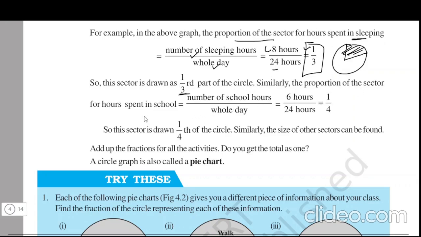Similarly, the portion of the sector for hours spent in school: the hours spent in school was 6 hours. So the portion attached to the number of hours spent in school will be 6 by 24, that is 1 by 4. So clearly 1 by 3 is more than 1 by 4, because 1 by 3 is something around 0.33, and 1 by 4 is something around 0.25.